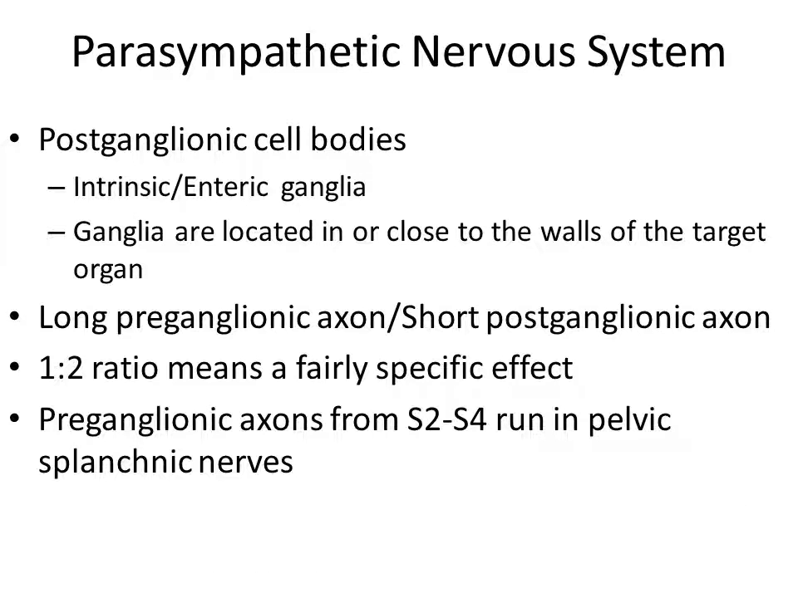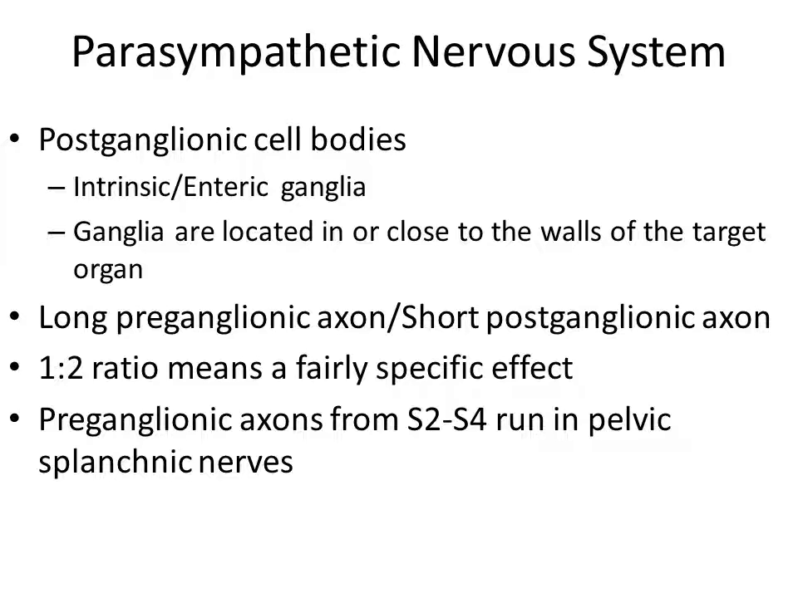The postganglionic neuron cell bodies within the parasympathetic nervous system are located in ganglia known as intrinsic ganglia. They're also sometimes called terminal ganglia because they're at the termination of the pathway. They are located either within the wall of the target organ itself or very close to it. For the GI system, these ganglia can also be known as enteric ganglia. I will try to consistently use the term intrinsic ganglion.